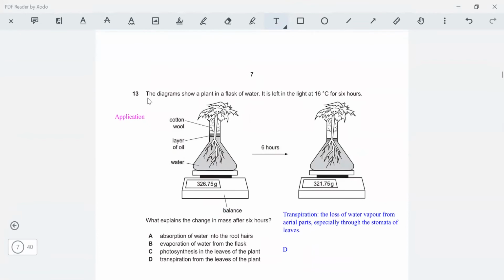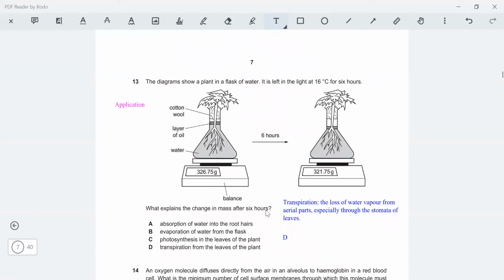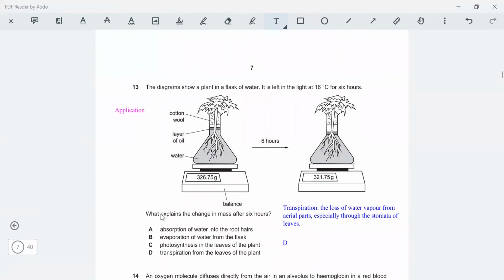Question 13. The diagram shows plant in flask of water. It is left in the light at 16 degrees for 6 hours. So if you can see this diagram, cotton wool and layer of oil is stuffed in so that there is no loss of water through evaporation. And what explains the change in mass after 6 hours? As you can see, the mass decreases after 6 hours. So a lot of you might put option A, absorption of water into the root hairs, because at first glance, because the water is absorbed through the roots, that's why the mass may decrease.